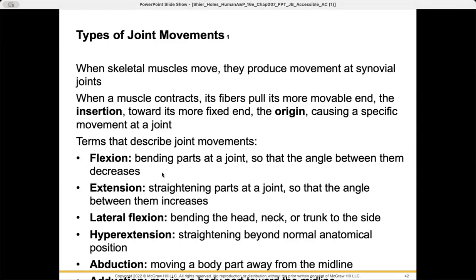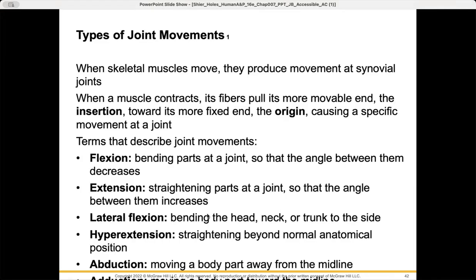For flexion, again, we can think of when you flex your bicep, you are decreasing the angle between your lower arm, your forearm bones, and your upper arm bone, that humerus. And so flexion decreases the angle between the two parts of the joint, and extension increases that angle between two parts of the joint. We'll show pictures with this, I promise.